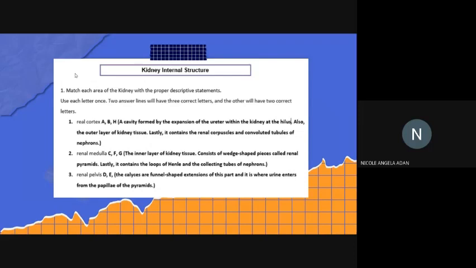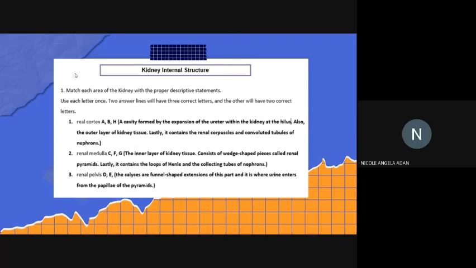For the kidney internal structure, we have number 1, match each area of the kidney with the proper descriptive statements. Use each letter once; 2 answer lines will have 3 correct letters and the other will have 2 correct letters. Number 1, renal cortex. Our answers are A, B, H. A cavity formed by the expansion of the ureter within the kidney at the hilus, also the outer layer of kidney tissue, and lastly, it contains the renal corpuscles and convoluted tubules of nephrons.